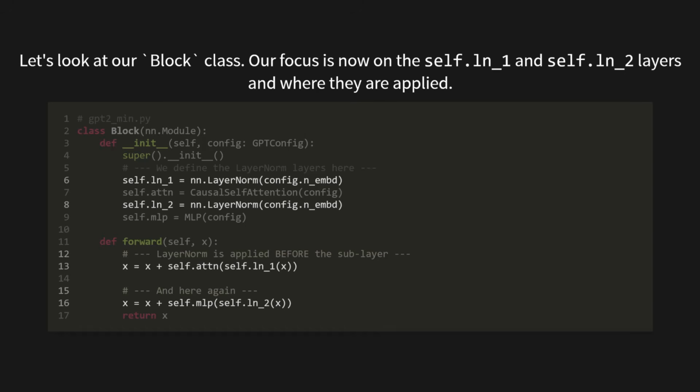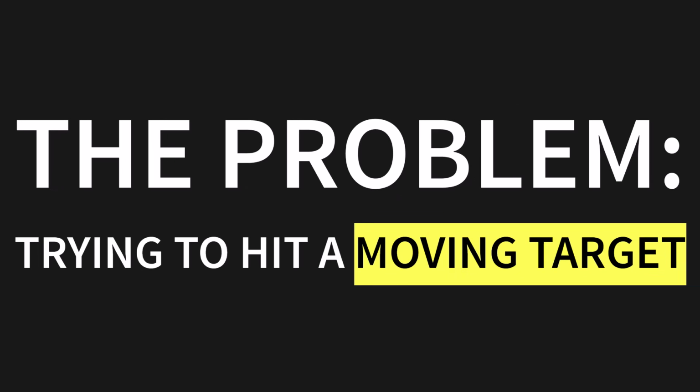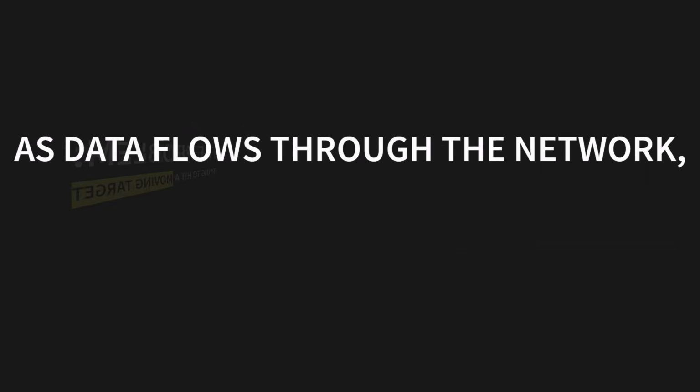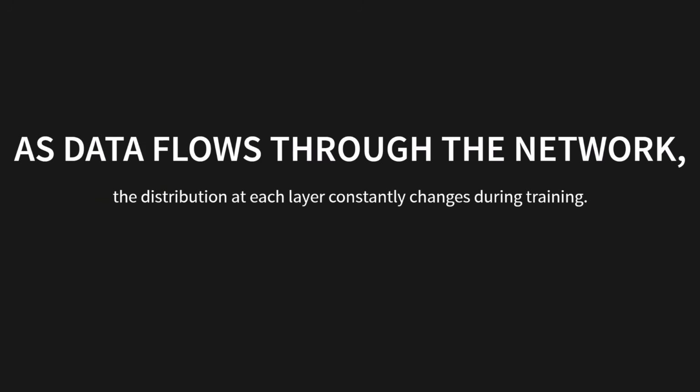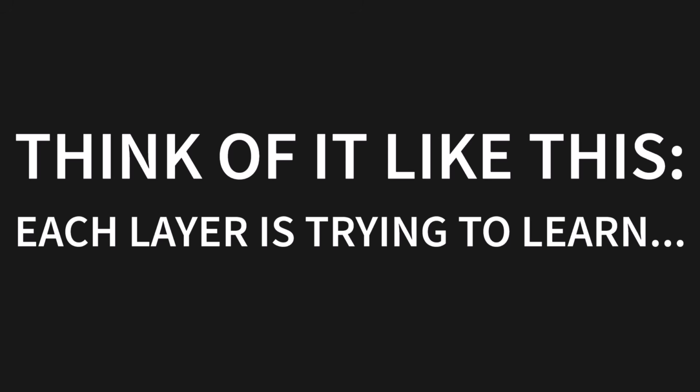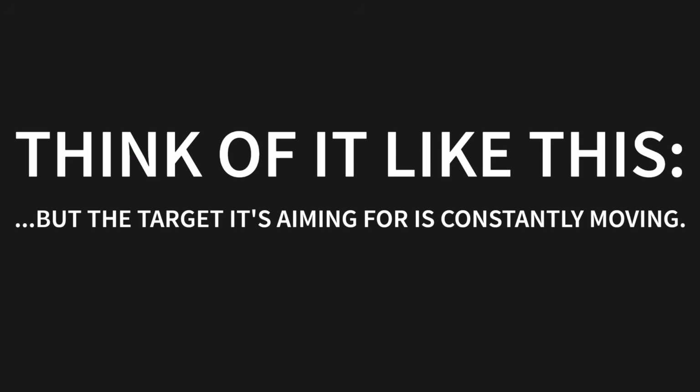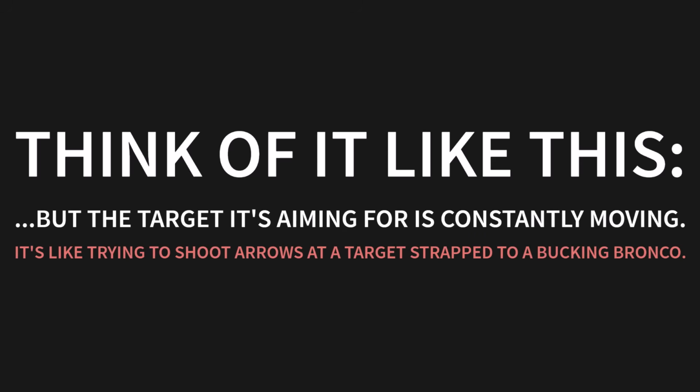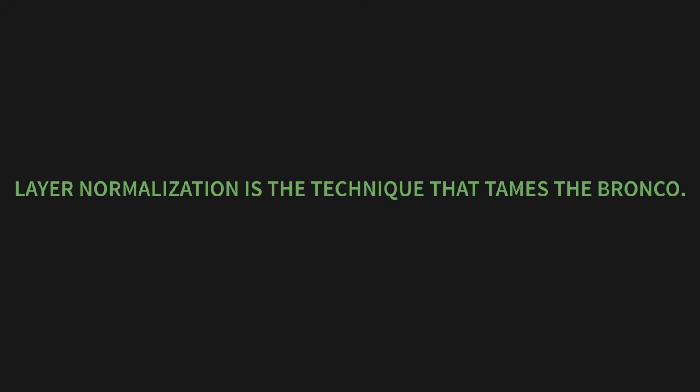Well, it's solving a really big problem. The problem of trying to hit a moving target. As data flows through the network, the distribution at each layer is constantly changing during training. The mean, the standard deviation, it's all over the place. This is called internal covariate shift. Think of it like this. Each layer in our network is trying to learn, but the target it's aiming for is constantly moving. It makes it incredibly difficult for the network to learn anything efficiently. It's like trying to shoot arrows at a target strapped to a bucking bronco. Good luck with that. Layer normalization is the technique that tames the bronco.